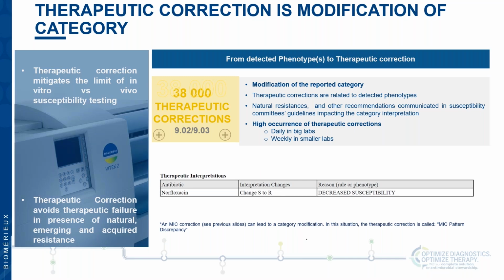So this will always be a suggested correction of the category, whereas the biological correction will be suggested correcting for an MIC value. The proposed corrections for therapeutic corrections will always be towards more resistant, so sensitive to resistant, apart from one exception, which is for oxacillin and staphylococcus, where a correction from resistant to sensitive can happen.